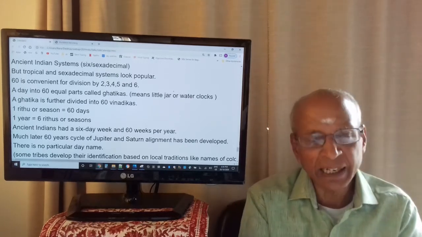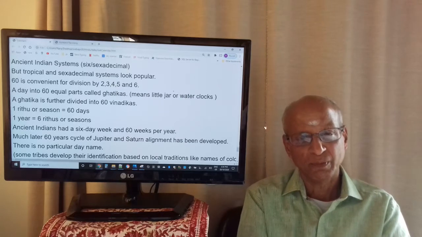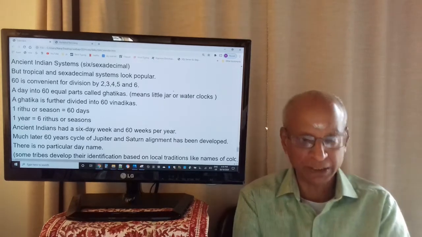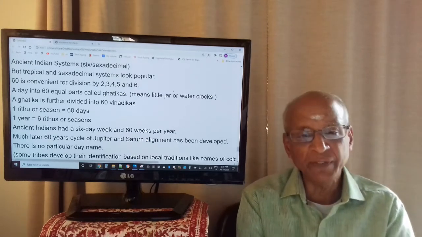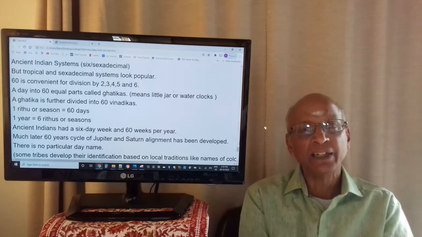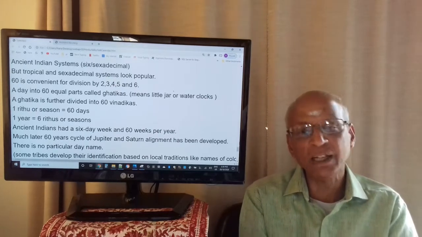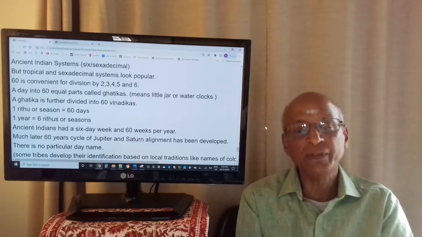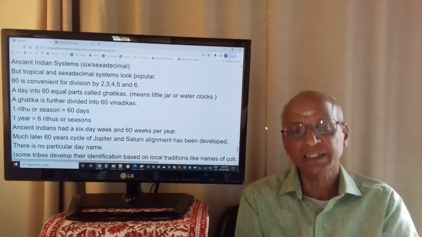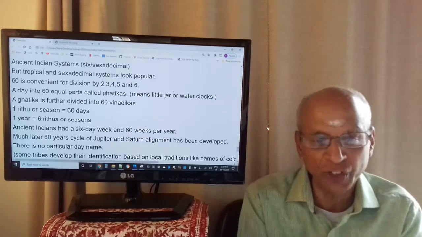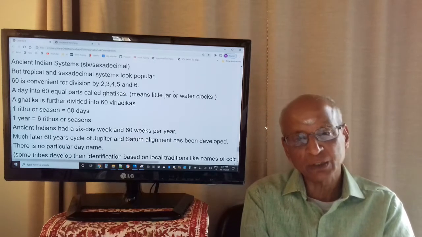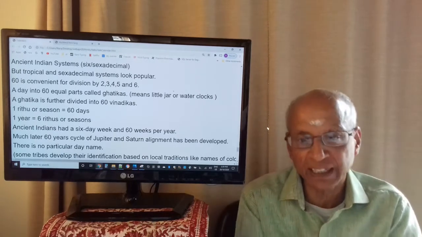The ancient Indian system seems to be based on 60, a sexagesimal system. 60 is convenient for division: 2, 3, 4, 5, 6. A day is divided into 60 equal parts. Jyotishis still use it; we don't use the words 24 hours and minute. We say 60 Nadi, 60 Vinadi. We still use this. A day is divided into 60 equal parts, and a Ghadi is further divided into 60 Vinadikas.